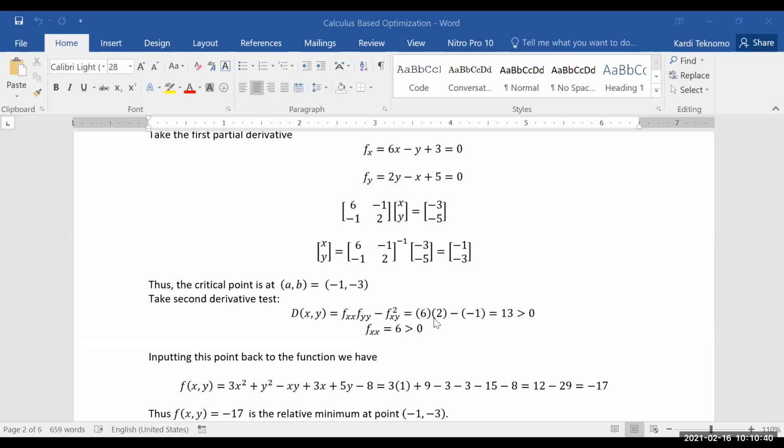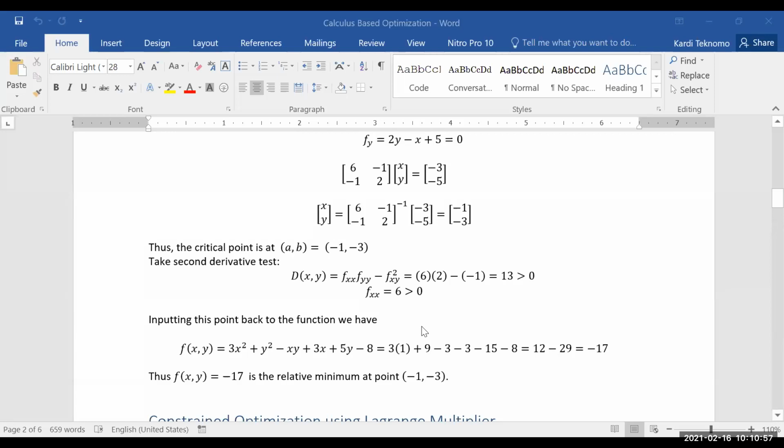Okay. Then you get positive 13, which is larger than 0. Right? So then you have everything. And you put those numbers into the function again, you get minus 17. So you get the value of minimum at minus 1, minus 3, which is minus 17. Up to here, is it clear? Do you have any question?